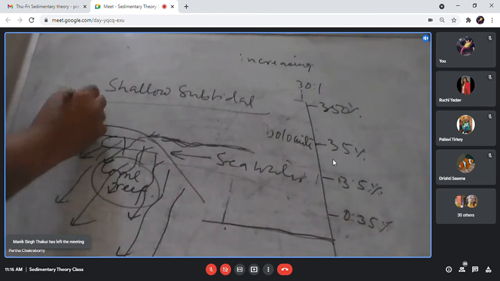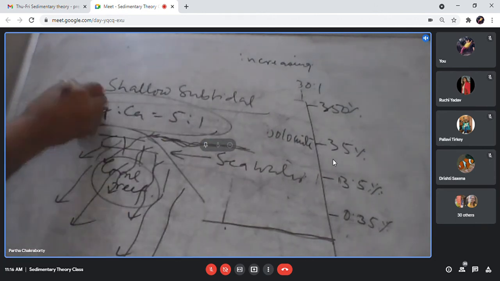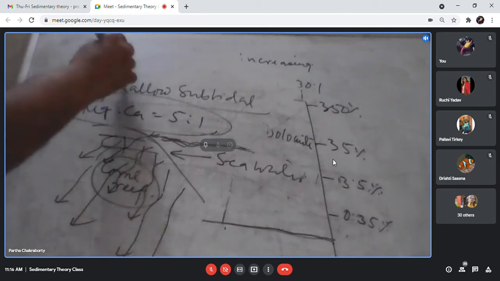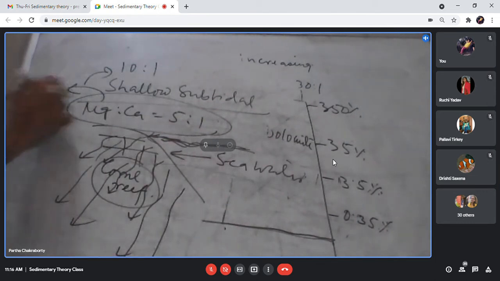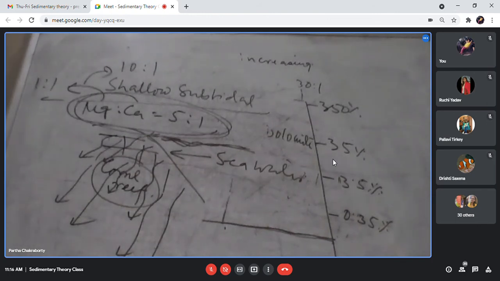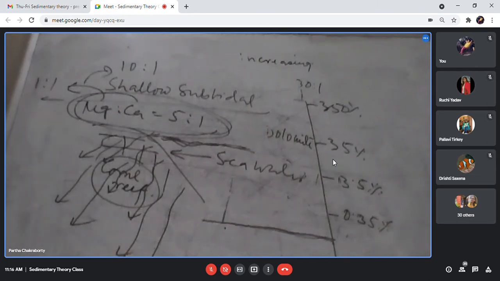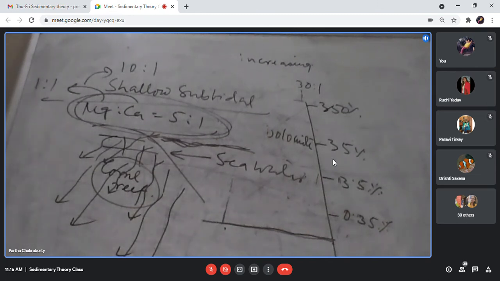And normal seawater has a Mg to Ca ratio of 5:1. You need not decrease or increase it. You need not take it to 10:1 or decrease to 1:1. You just have the normal seawater, and normal seawater has a high Mg to Ca ratio. Now, where lies the problem? The problem is that at low temperature, magnesium has a high tendency to combine itself with H2O to form Mg(OH)2.